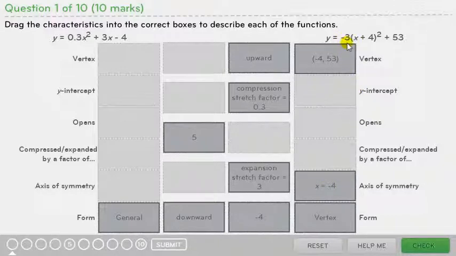Because our a value is negative, we know that this graph needs to open downwards. And for the general form, our a value is 0.3. It's positive, therefore it opens upwards.